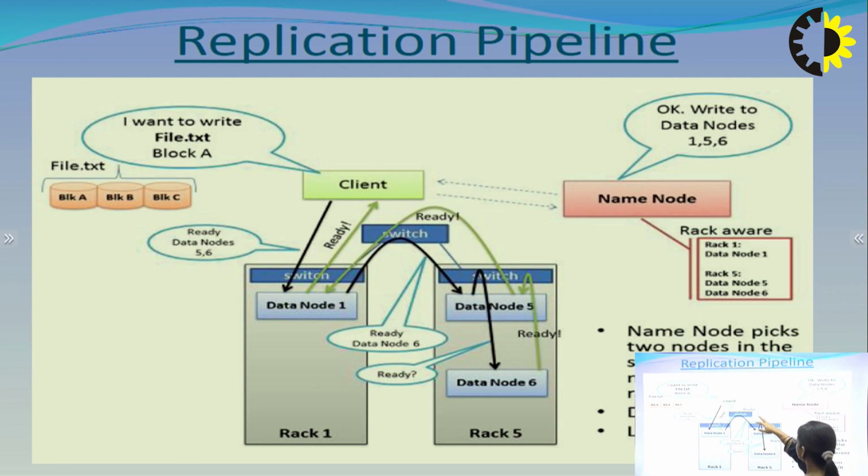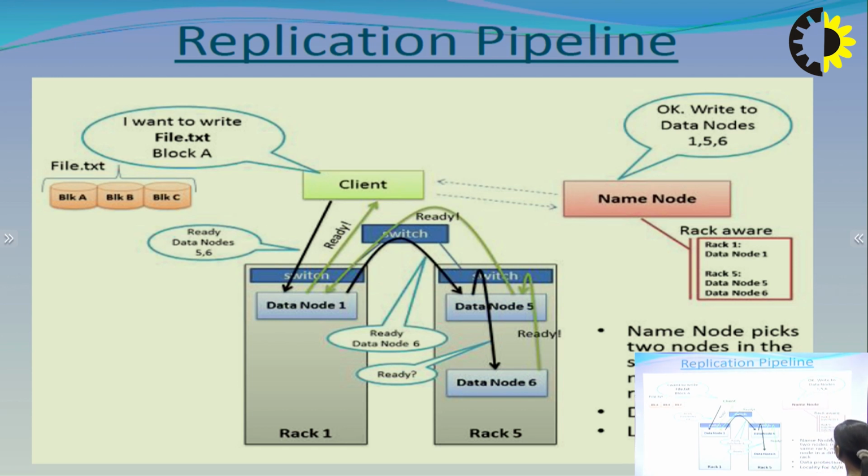It has to first send this request to the name node, and here the name node checks the rack awareness. It reads from metadata that rack 1 contains data node 1, and rack 5 contains data node 5 and data node 6. So these are the 3 copies. It sends the message: write to data node 1, 5 and 6.